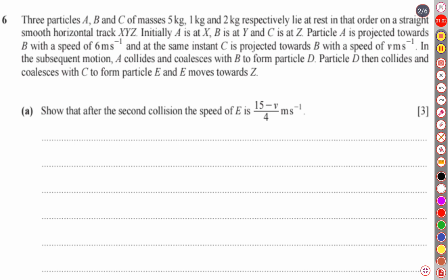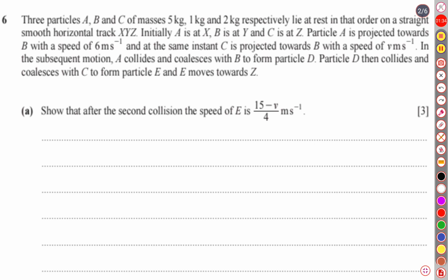In the subsequent motion, A collides and coalesces with B to form particle D. Particle D then collides and coalesces with C to form particle E, and E moves towards Z. And in part A, they told us to show that after the second collision, the speed of E is (15 minus V) over 4 meter per second.